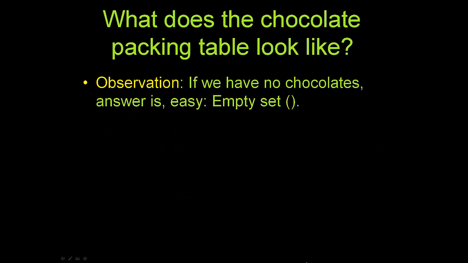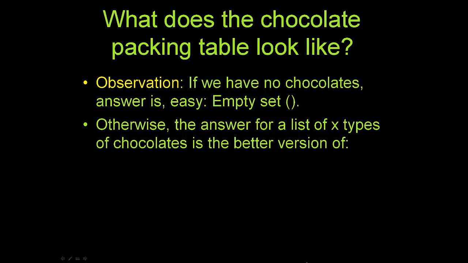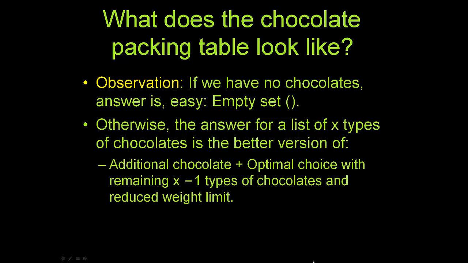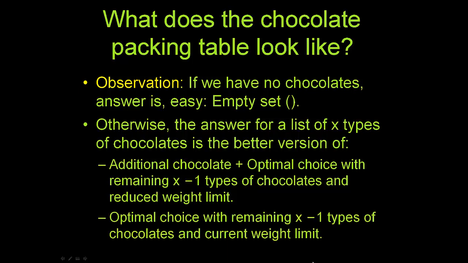If you have no chocolates, the answer is easy. It's the empty set. There's no way to pack. The answer for a list of X types of chocolates is the better of 2 possible answers. One is that you take the additional chocolate, the new type, plus the optimal choice of the remaining X minus 1 types. Or you basically have the optimal choice of just using the X minus 1 types of chocolates.